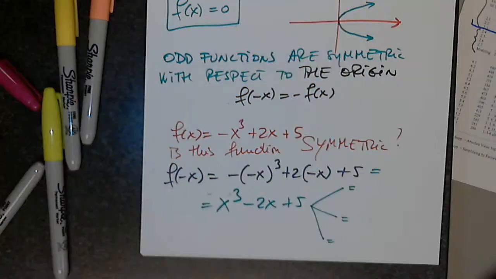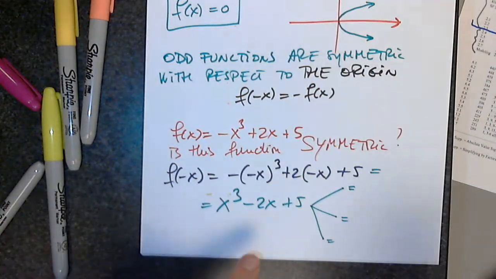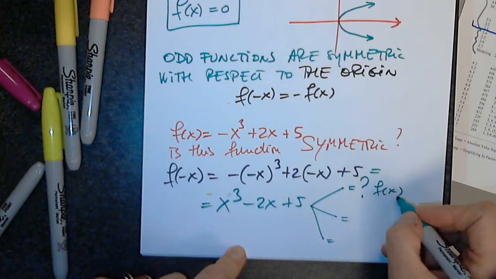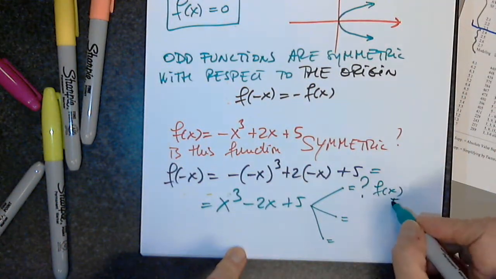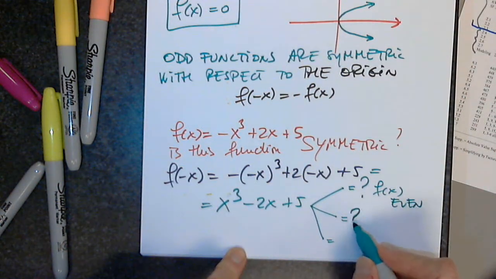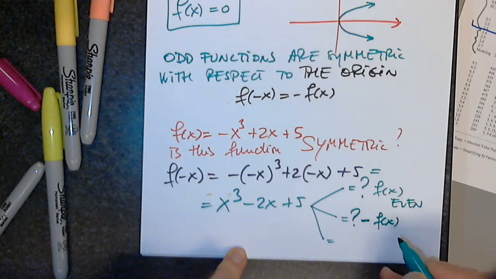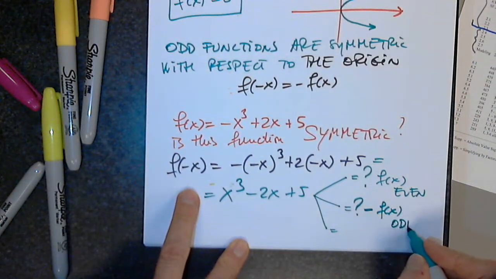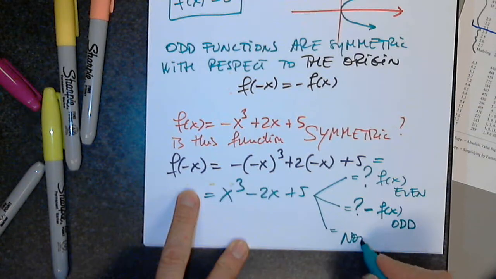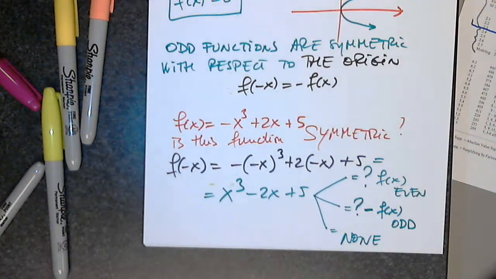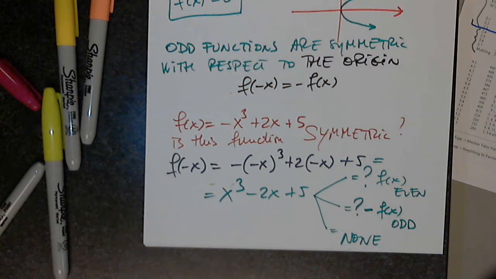Here's what I'm asking myself. Does this equal f of x? If it does, I'll say even. Does this equal negative f of x? If it does, I'll say odd. Or none of the above. There is only one yes. Only one answer can have yes. The other 2 have to be no.